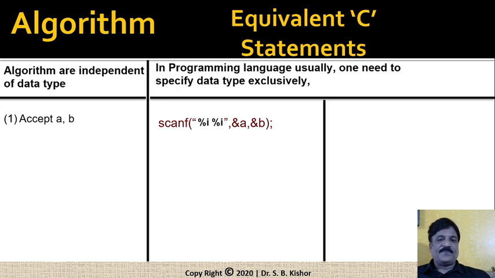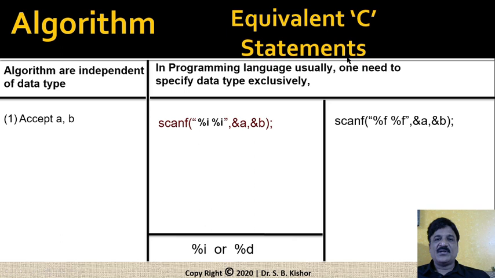Now instead of %i, someone may use %d. There is no issue at all. Now if you want to find out the addition of two float numbers, in that case you need to write what? A control string %f. Now assume your first number is an integer and the second number is a float. In that case it will be %i and here %f. If the first number is a float and the second number is an integer, in that case %f first and then %i. So order is important.